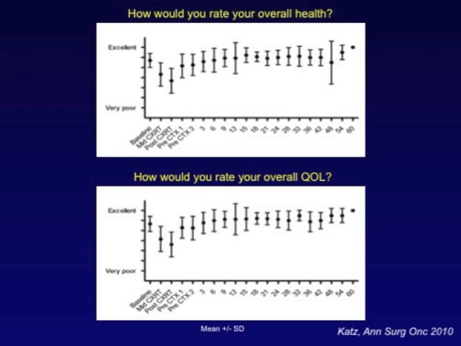Number 1, on the top, how would you rate your overall health? And on the bottom, how would you rate your overall quality of life? On the y-axis are responses from very poor to excellent, and on the x-axis are the time point at which those responses were obtained. Baseline, meaning immediately following surgery, through the chemotherapy, and then measured at 3, 6, 9, 12, 15, 21, 24, 28, 32, 36, 42, 48, 54, and 60 months following surgery.